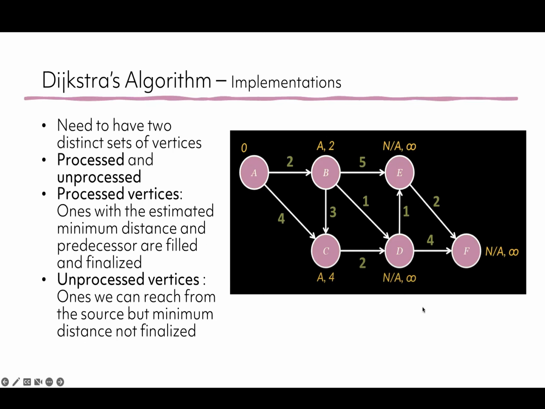To keep track of the process, we always need to have two distinct sets of vertices, processed and unprocessed. Processed vertices are ones whose estimated minimum distance and predecessor are filled and finalized. Unprocessed vertices are ones we can reach from the source, but whose minimum distance is not finalized.